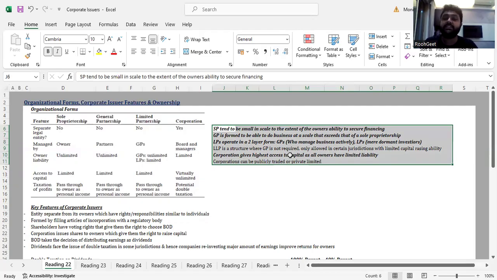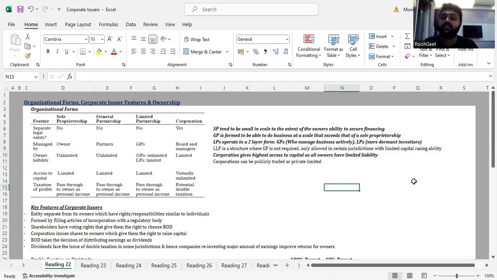LLP is a structure where a GP is not required, only allowed in certain jurisdictions with limited capital raising ability. Basically, LLP is also a structure that is used to incorporate a company. In this particular case, the GPs are literally not required. So there is an LP, but there is another structure called LLP, and in this LLP there will only be limited partners. They will appoint management. There will be no general partner. So that pain point will not come to you here at all, correct?